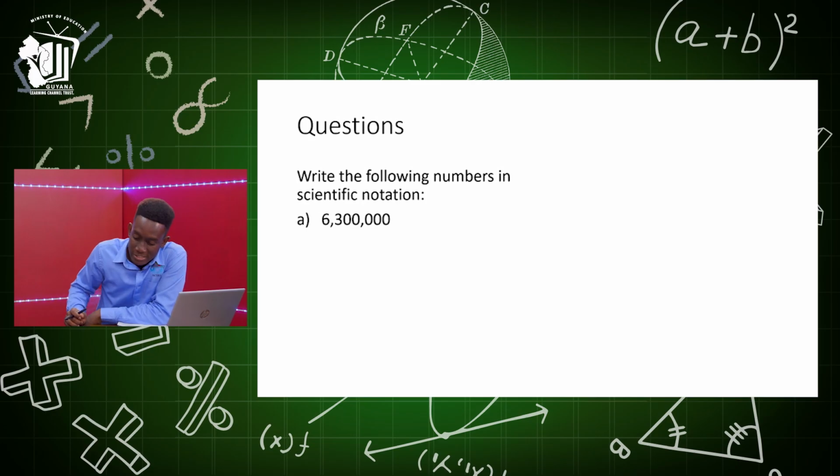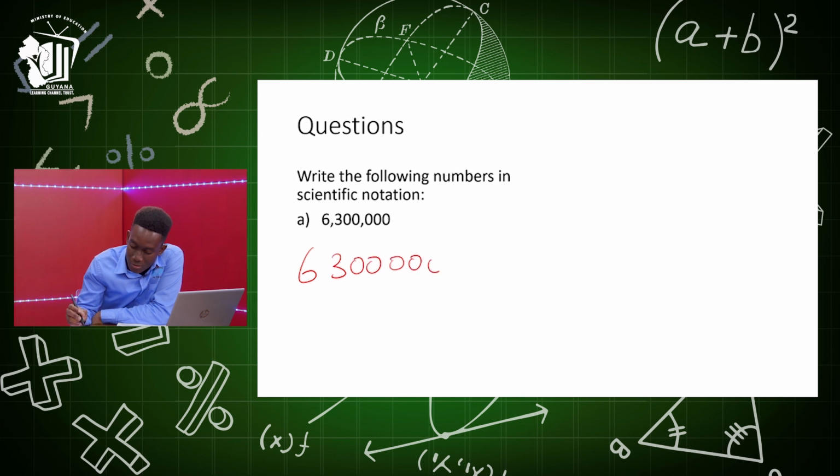So let's look at a few more examples to cement this concept. Let's say we want to write 6,300,000 in scientific notation. So we know the point is here. So we jump 1, 2, 3, 4, 5, 6. So this will be 6.3 multiplied by 10 raised to the 6th power. So let's look at these two last examples to cement this concept once and for all.